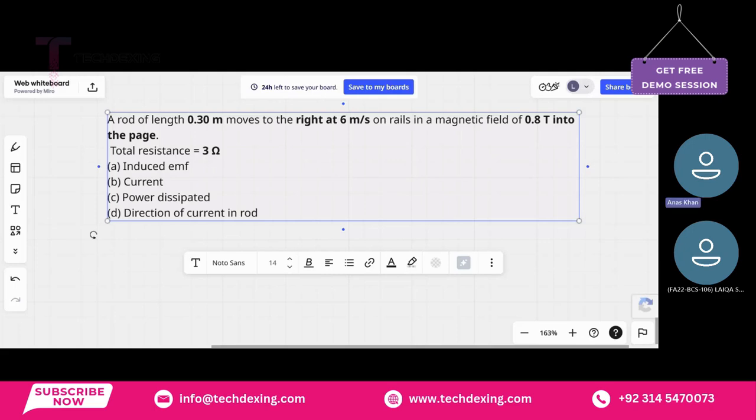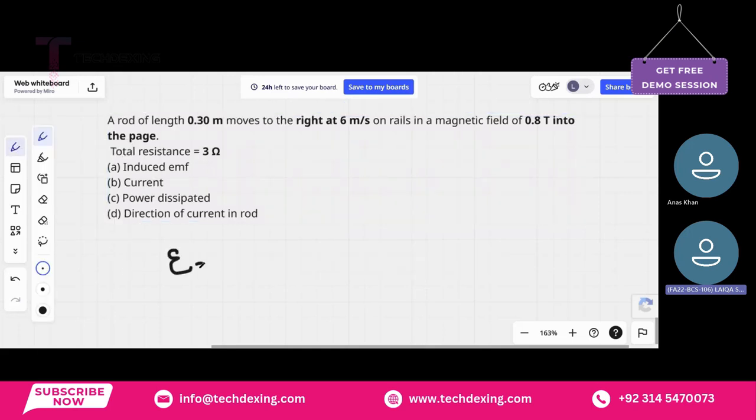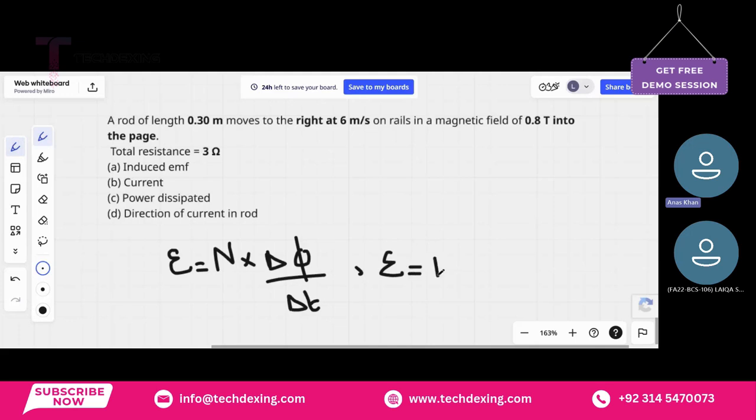So first, the induced EMF. We know that we have two formulas to find the induced EMF. What are those two formulas? The first one is N times the rate of change of flux. And what was the second one? The second one was E equals BLV sine theta.